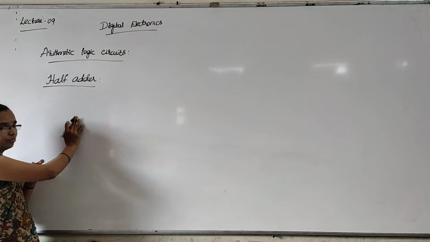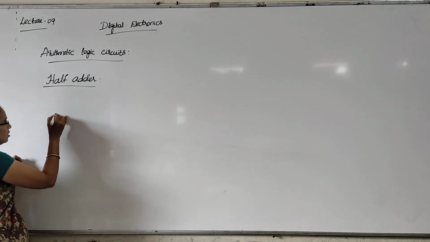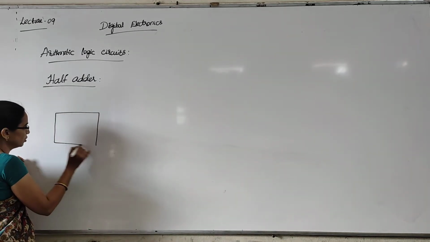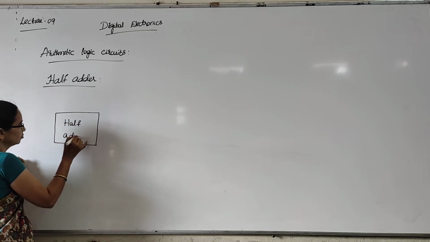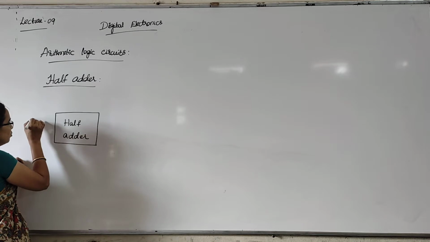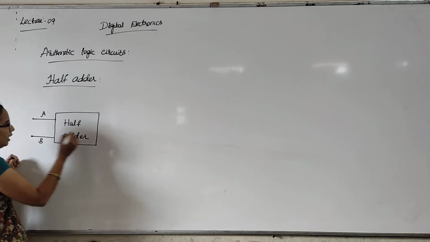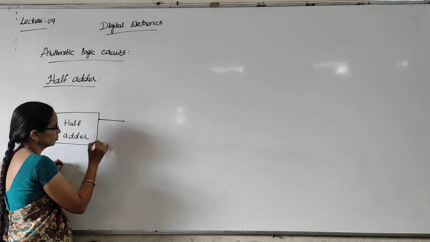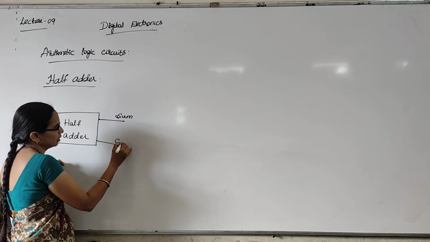Why is it called half adder? After studying that you will get to know. So half adder is a combinational logic circuit. It's a block diagram of half adder, which will contain two inputs and two outputs, sum and carry.